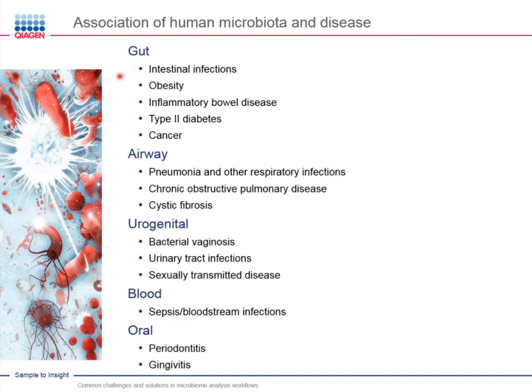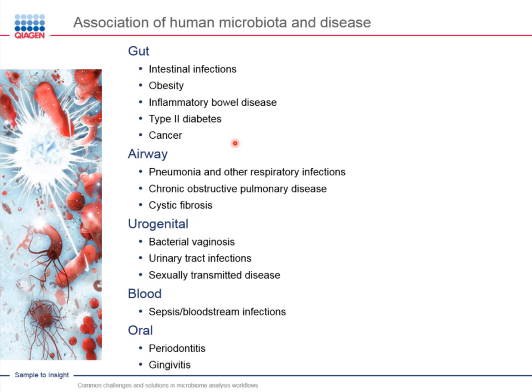When we look at different areas of our body, in the gut, for example, the microbiome is associated with intestinal infections, obesity, inflammatory bowel disease, type 2 diabetes, or cancer. Also in our airway, bacteria are known to have an impact in pneumonia and other respiratory infections, in COPD or in cystic fibrosis.